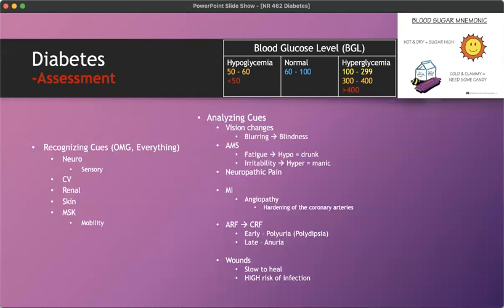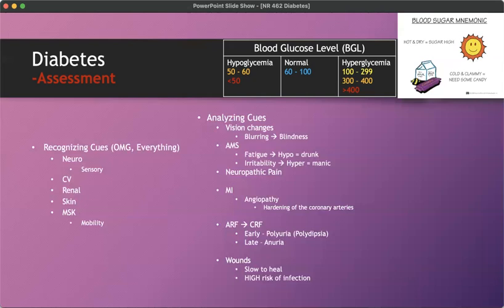For cardiovascular, one of the big risks and things we want to look out for are symptoms of heart attack, so chest pain, unstable blood pressures, and that's because of the angiopathy that's associated with atherosclerosis, so the hardening of the coronary arteries. Reason behind that is sugar crystals in circulation drag against vascular walls, causing scarring to occur, which decreases the elasticity. So that's what causes the hardening, is that scarring.